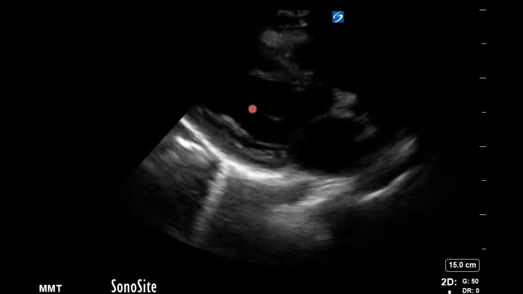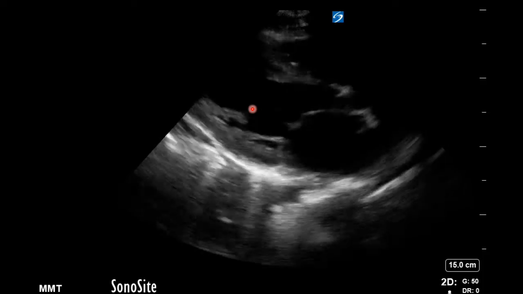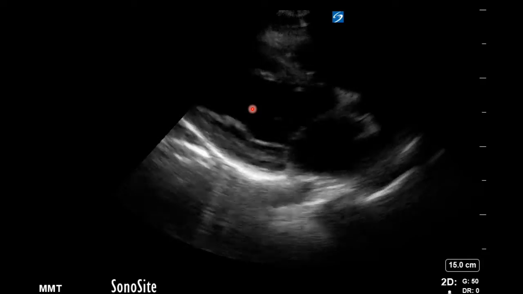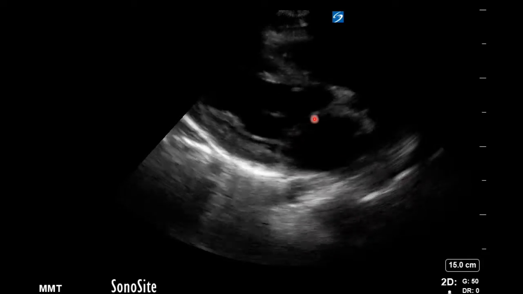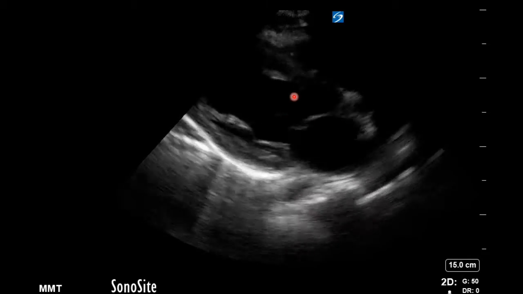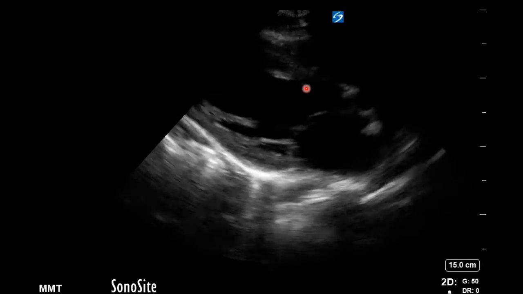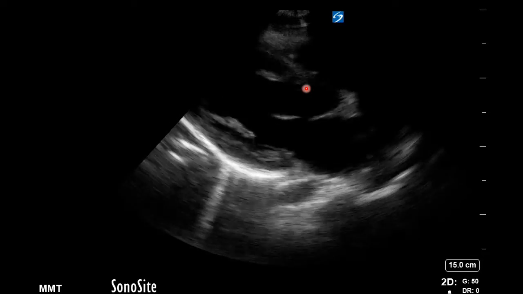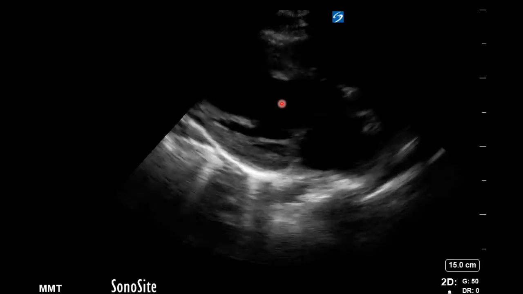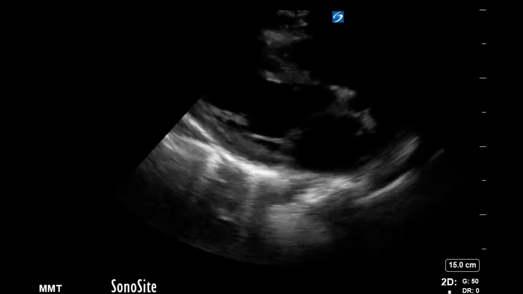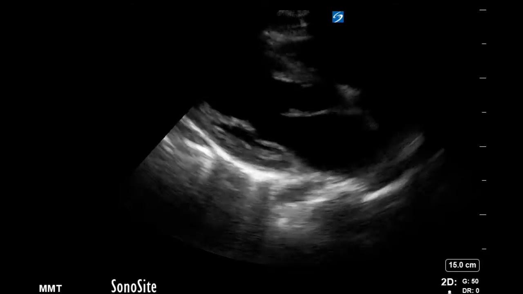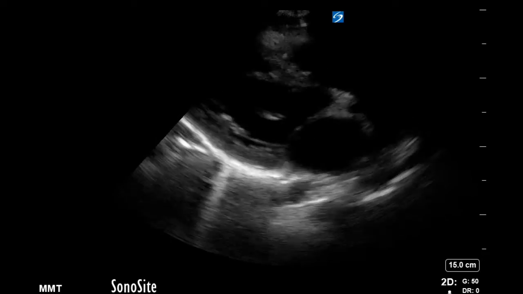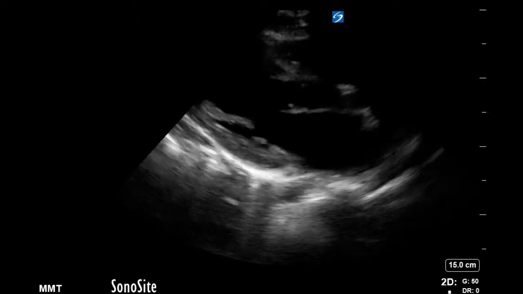So there's reduced LV function. Those walls are not coming in normally. One other useful marker of LV function on this view is to look at this anterior leaflet of the mitral valve and see how close it gets to the septum. In a normal heart, it should really slap up and hit the septum or come very close to the septum. If it leaves a big gap, that's a sign that there could be impaired LV function. So what do you think? Is there a big gap? Yeah, there is.